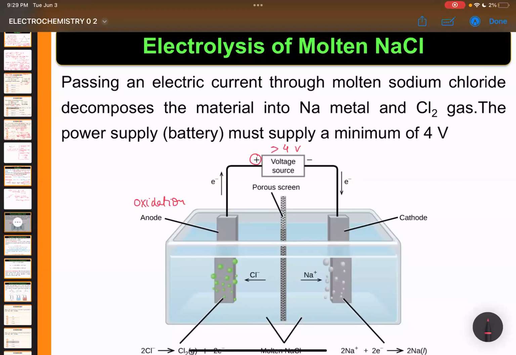But at the anode, in the zinc electrode, the oxidation was happening on its own. The zinc was losing electrons on its own, so there the anode was negative. Here the anode is positive. That is the difference, because it is connected to the positive terminal of the cell. Because this reaction is not happening on its own, and then you have a cathode which is negative. The battery must supply at least 4 volts or more for this reaction to happen.